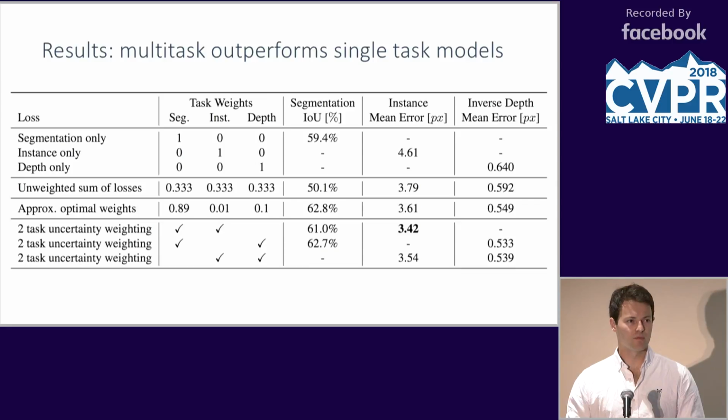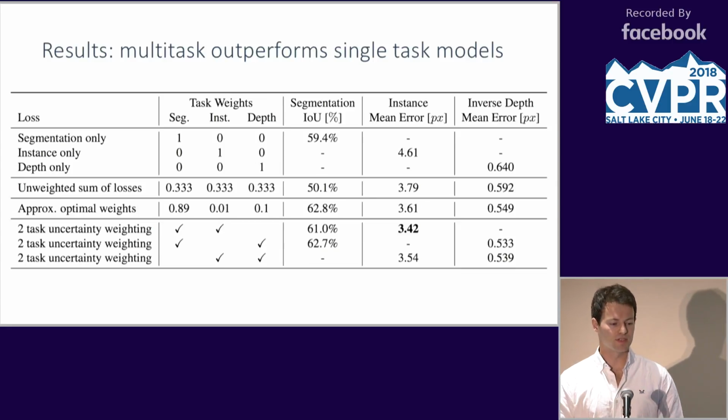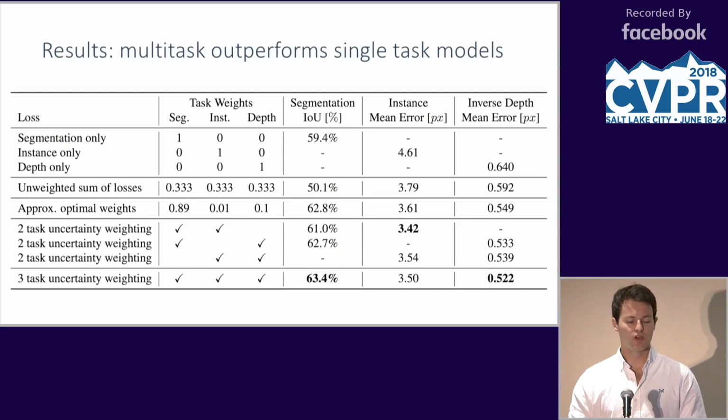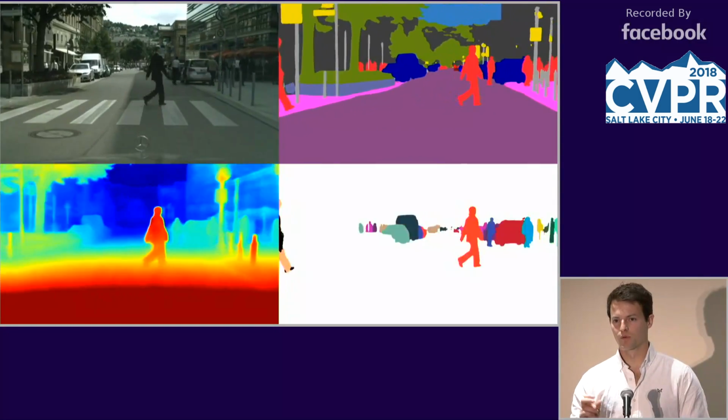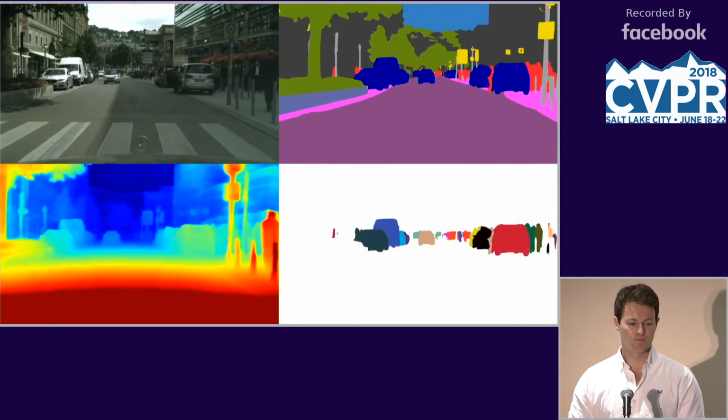Now, when you look at our method of weighting the tasks by uncertainty, you can see that when you consider two tasks together, you can improve performance further. And further still, when you learn all three tasks together with uncertainty weighting, you get the best performance. So this shows that we can improve the performance by using this weighting method.